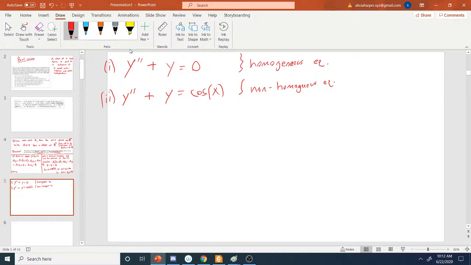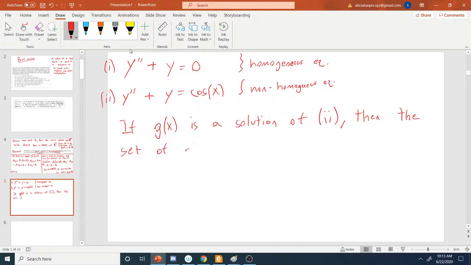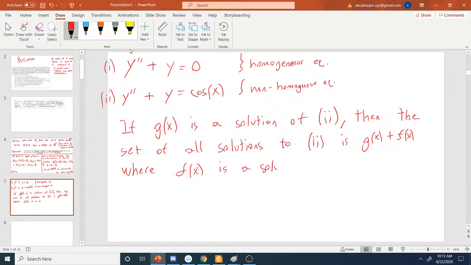And here's the thing. If g of x is a solution of 2, then the set of all solutions to 2 is g of x plus f of x, where f of x is a solution to 1. So this is a generalized version of the previous theorem.